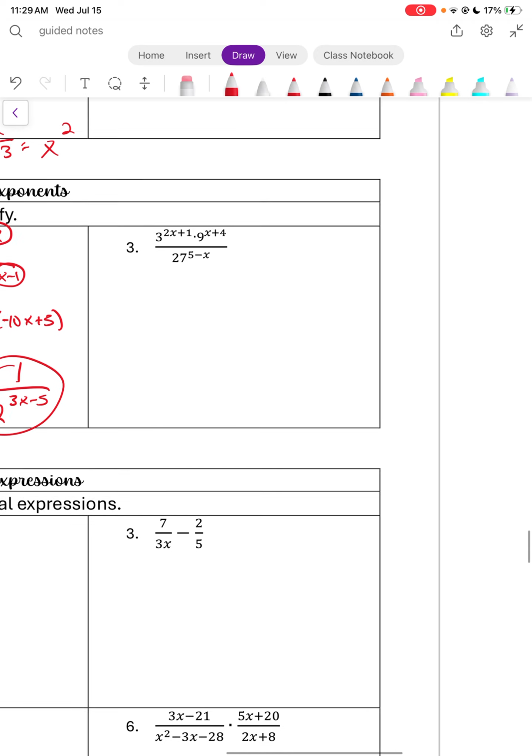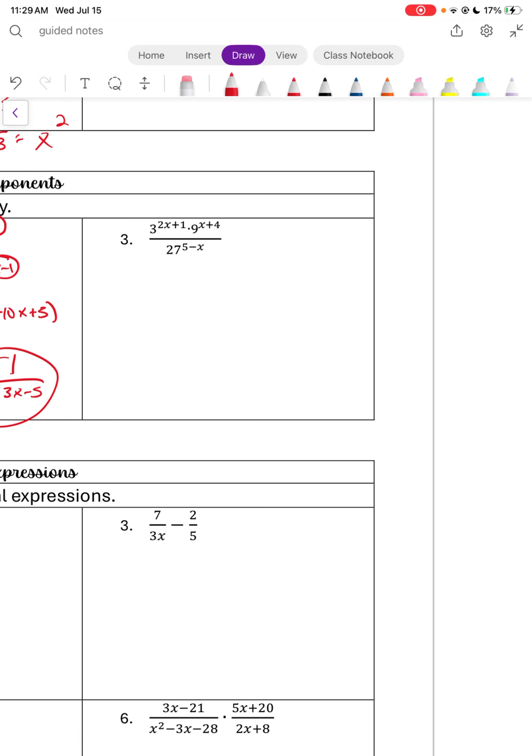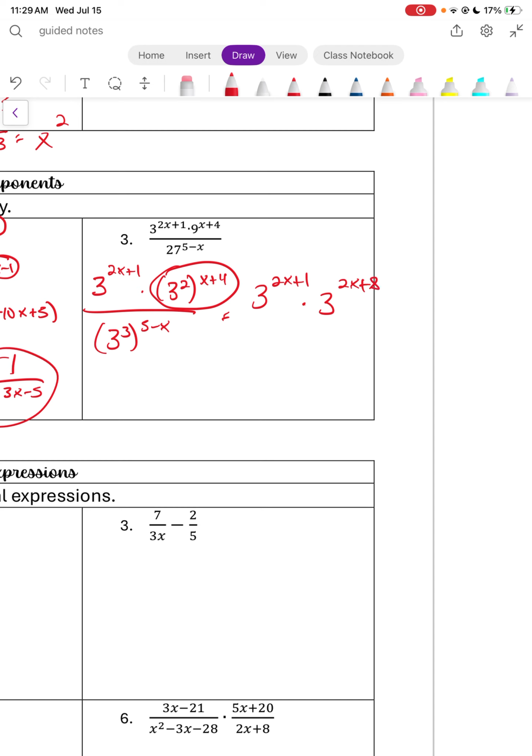And now the last one, 3, 9, and 27 are all three base 3 numbers. So 3 to the 2x plus 1, I won't have to do anything with. 9 we're going to write as 3 times 3, and that's raised to the x plus 4 power. Then on bottom you have 27, which is 3 to the third, and we're raising that to the 5 minus x power. Power to power we multiply, so we can do something with this. That's going to be 3 to the 2x plus 1 times 3 to the 2x plus 8 divided by 3 to, again, power to power multiply, 3 to the 15 minus 3x.